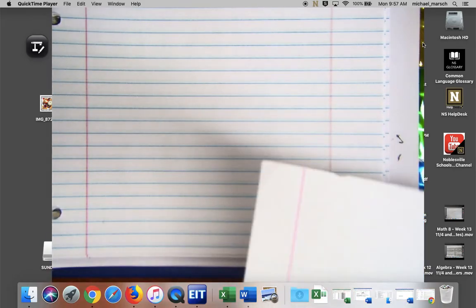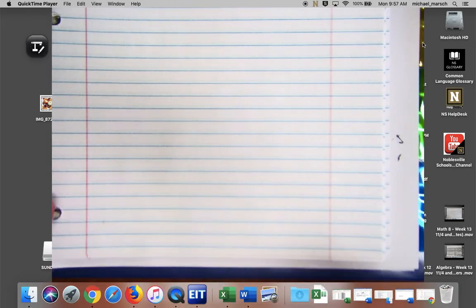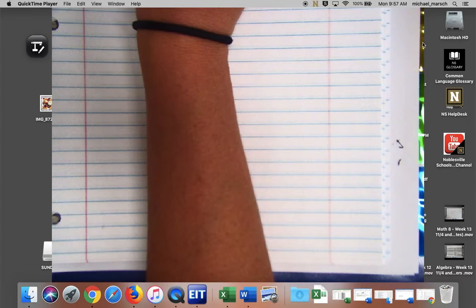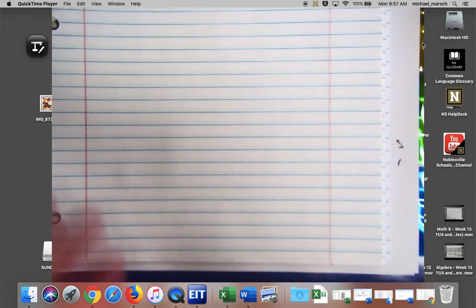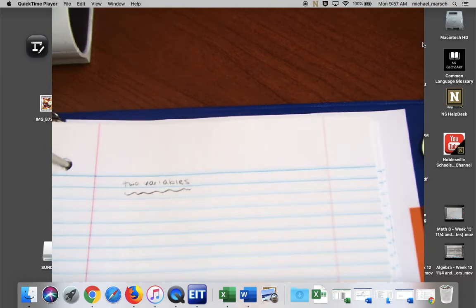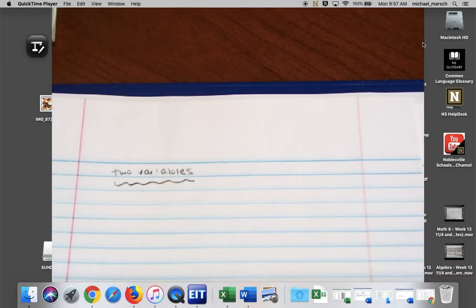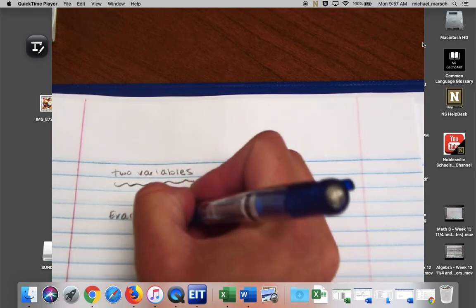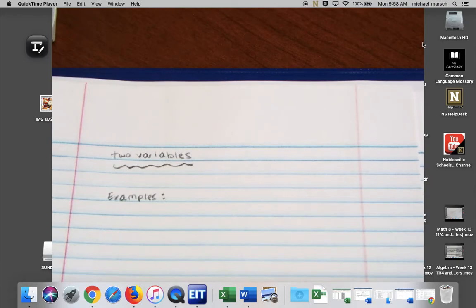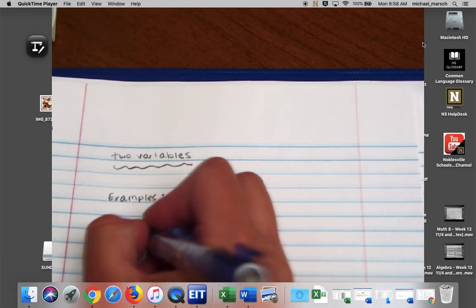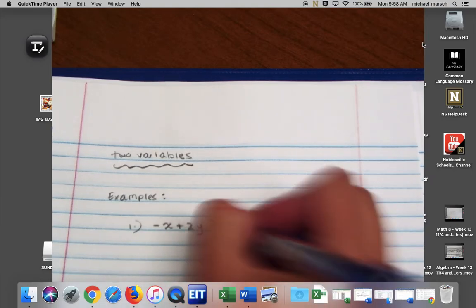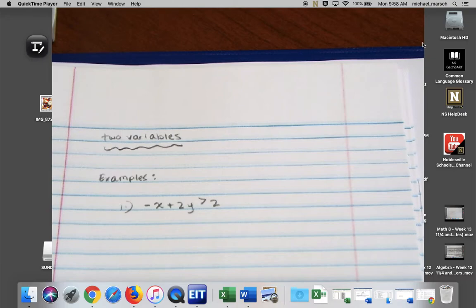So that was with 1 variable. Let's move on to 2 variables. This is exciting stuff, guys. Okay, 2 variables. All right, so we're going to do a few examples, and that'll be it for today. So we have the opposite of x plus 2y is greater than 2. All right, so we almost have something in standard form. Not quite, because it's breaking that rule there.